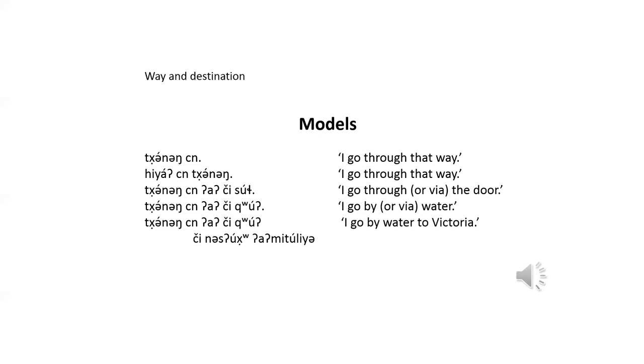The word tchaning means go by way of, or go via, or go through. It can be used as an intransitive verb with just a subject, as in the first two examples, but it is more commonly used followed by an a prepositional phrase, as in the other examples.